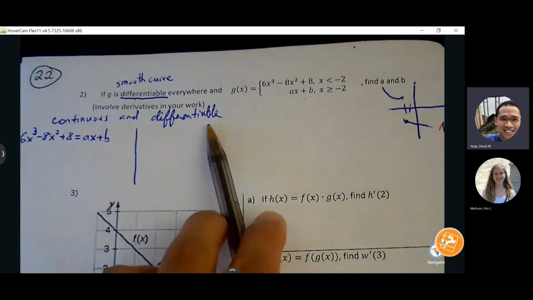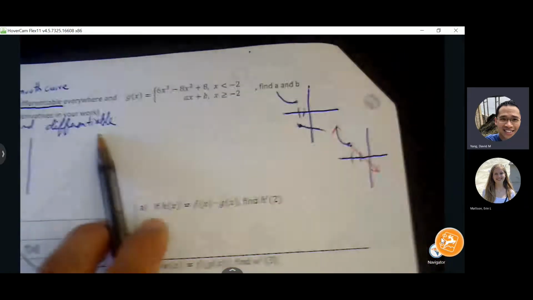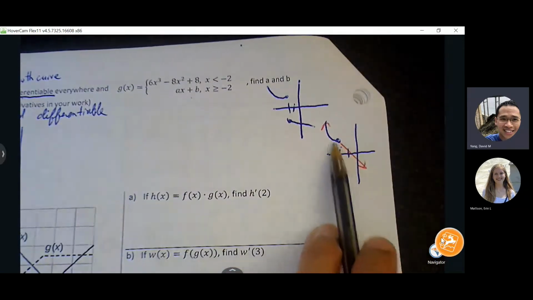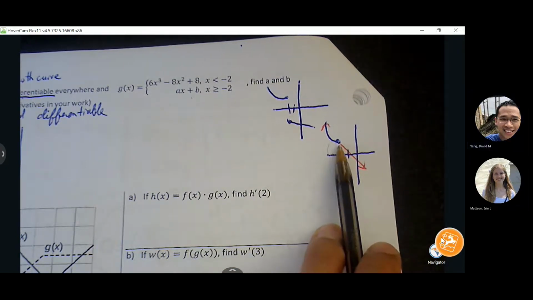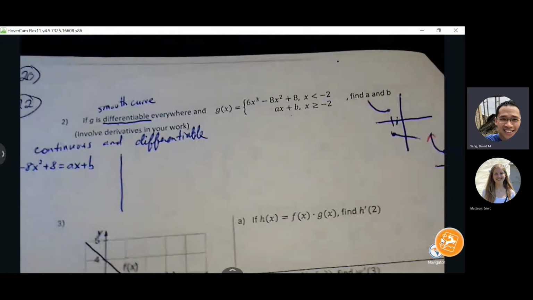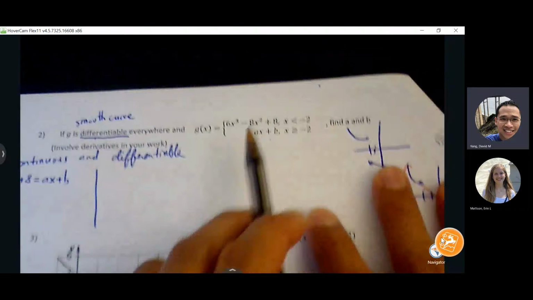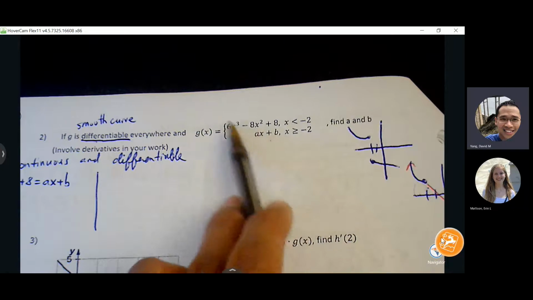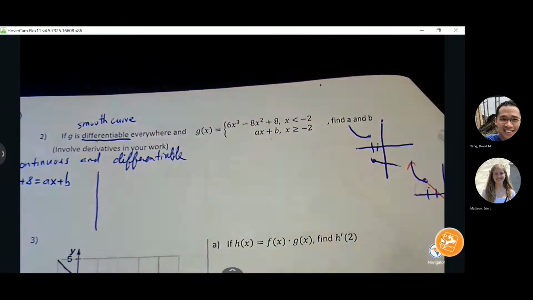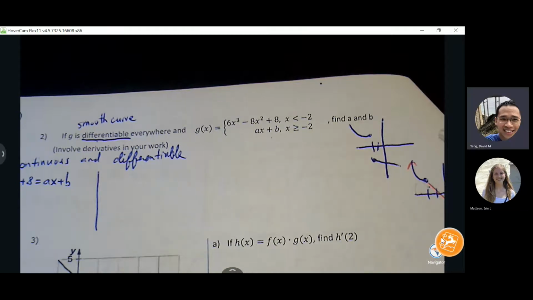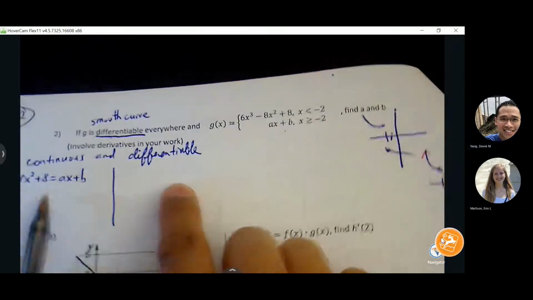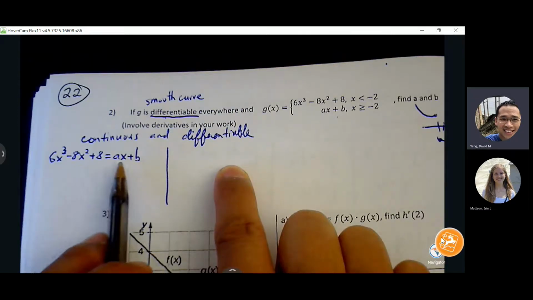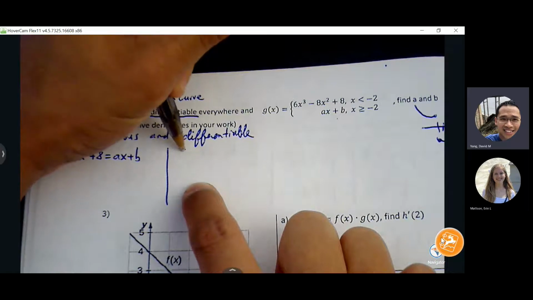Now, differentiable means it's a smooth curve, okay? Smooth curve means that these two graphs, whatever they look like, must not only share the same point, they must also share the same what? Slope. They must share the same slope. So slope means I have to find their what? Derivative. Derivative is slope. So not only are we going to set the two equations equal to each other, we're going to set their derivatives equal to each other.